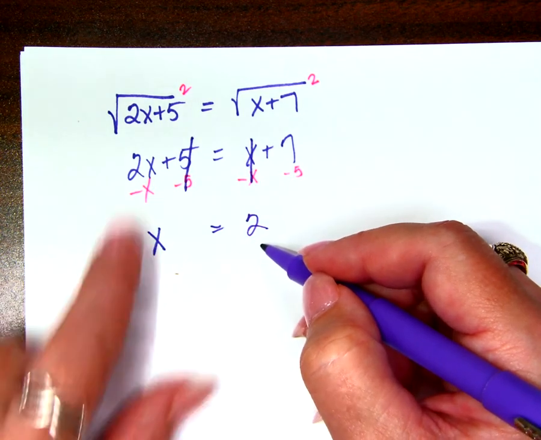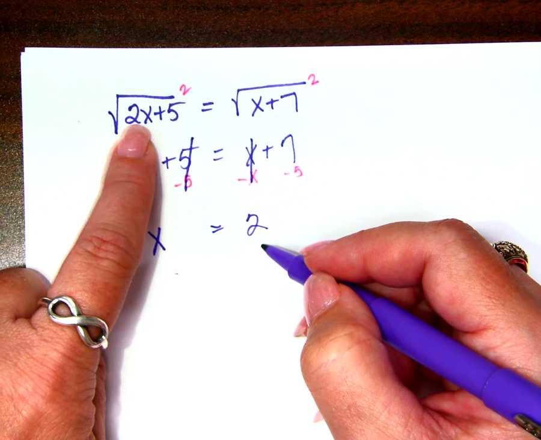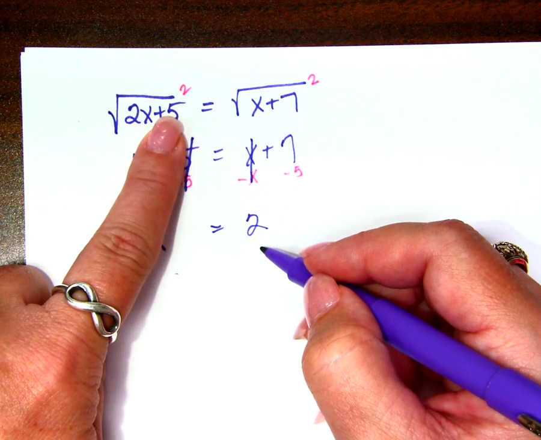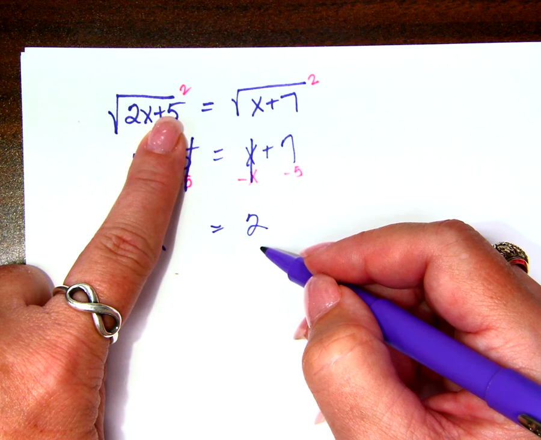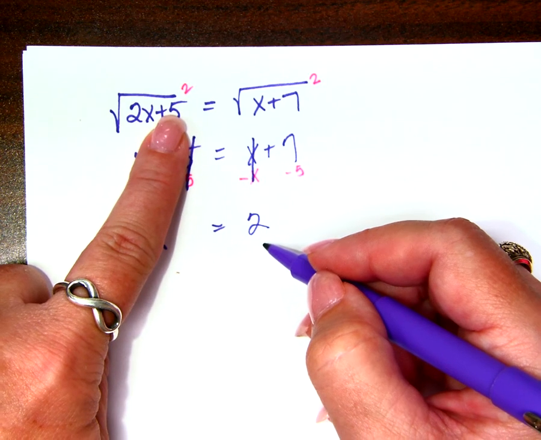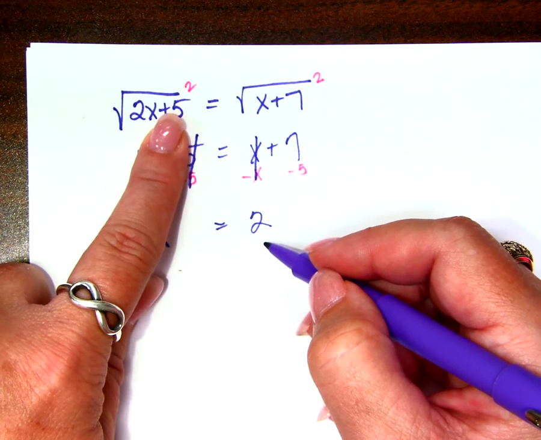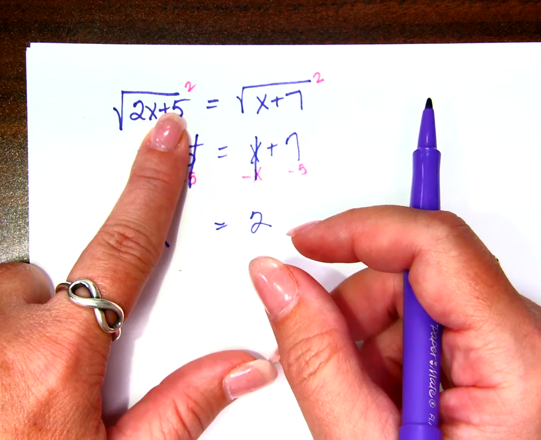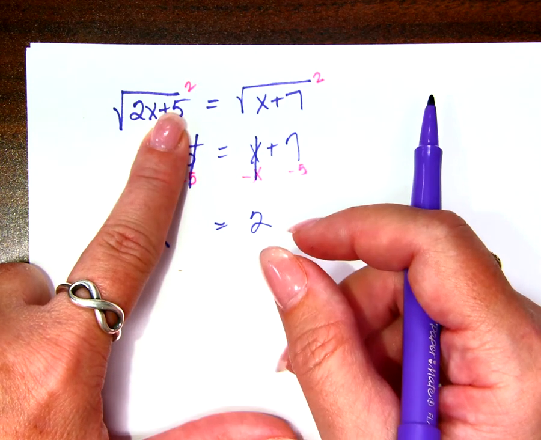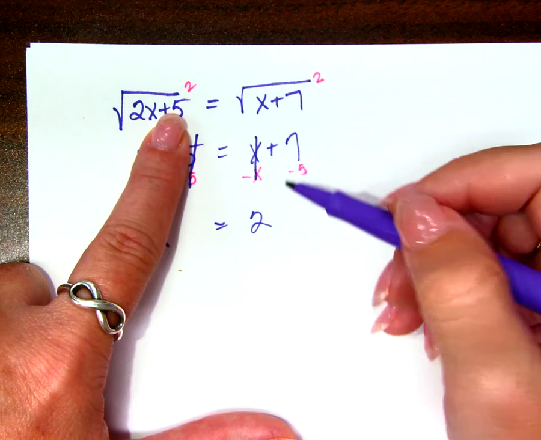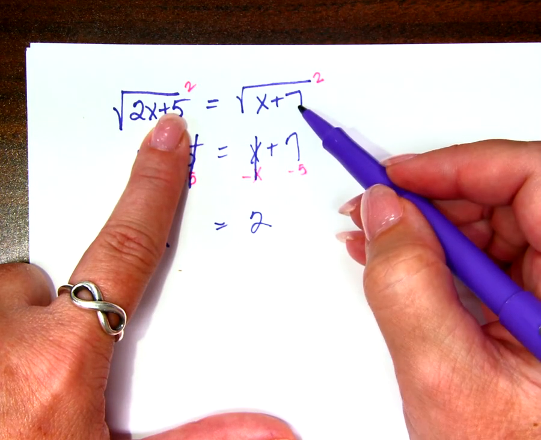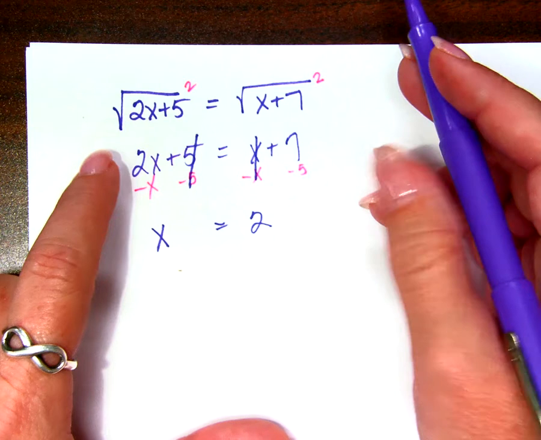Well, we should check. 2 times 2, 4 plus 5, 9. Square root of 9. Try again. The square root of 9 is 3. The square root of 9 is 3, not 81. The square root of 81 is 9, but not the other way around. Okay? You're forgiven. It's okay. 2 plus 7, 9. Square root of 9? 3.